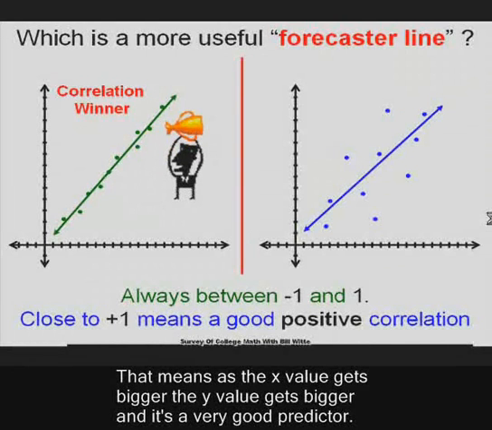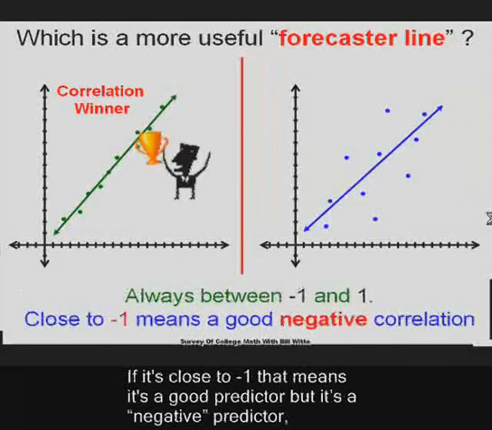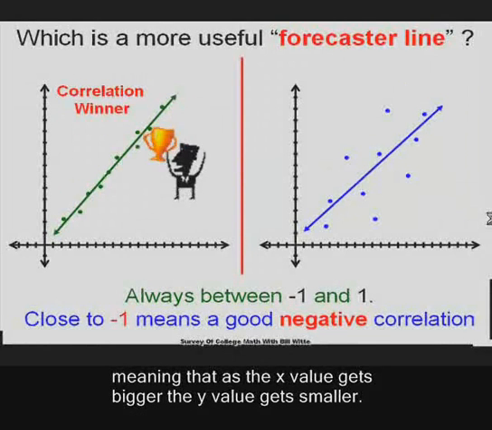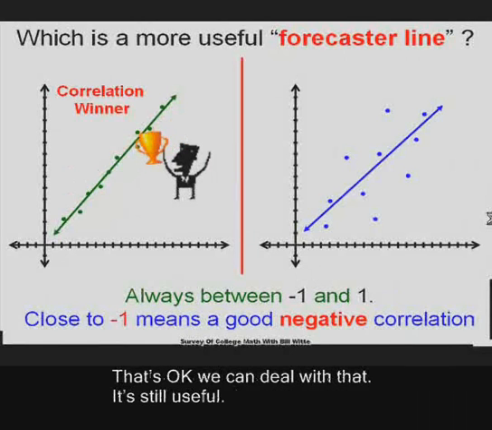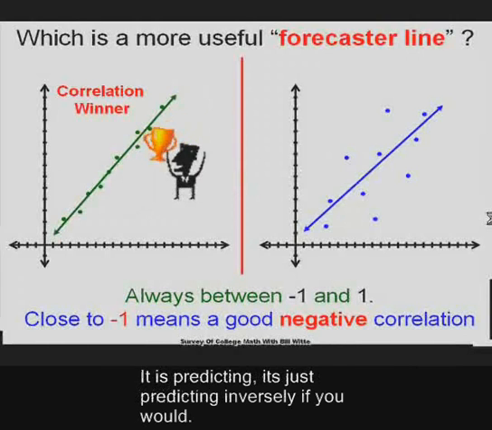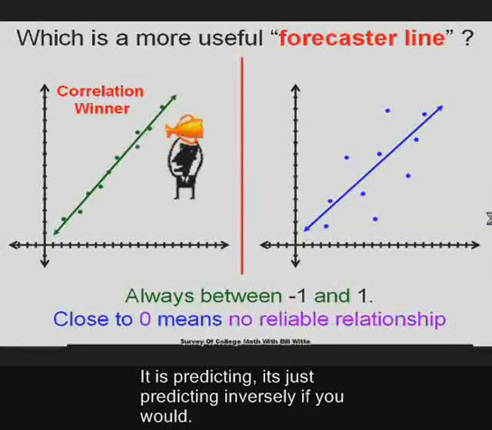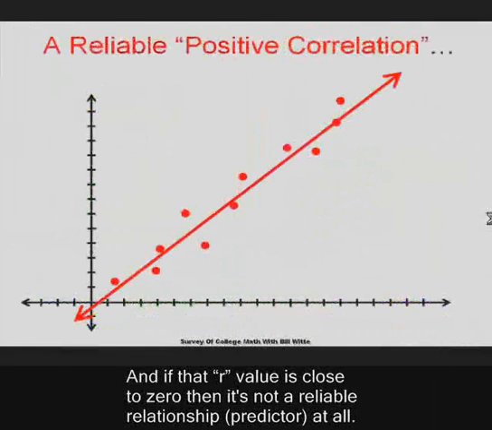That means as the X value gets bigger, the Y value gets bigger, and it's a good predictor. Okay? If it's close to -1, that means it's a good predictor, but it's a negative predictor, meaning that as the X value gets bigger, the Y value gets smaller. But that's okay, I can deal with that. It is predicting, it's just predicting inversely, if you would. If it's close to 0, then it's not a reliable relationship at all.